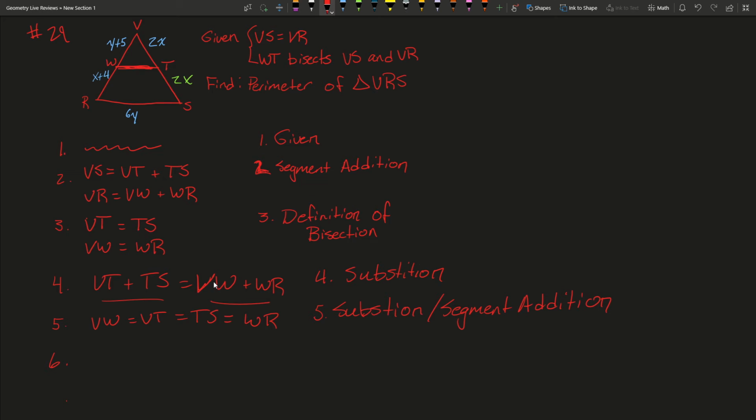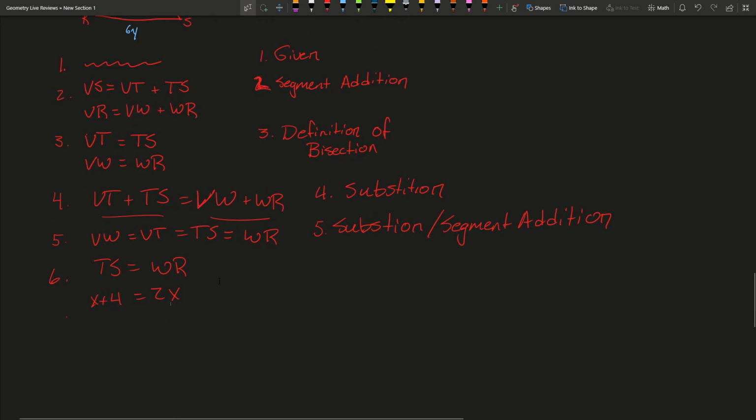So because all these things are equal, I'm going to start with TS and WR. Because TS is equal to WR, we know that X plus 4 is equal to 2X. And again, this is all just substitution. And because of that, X will equal 4.